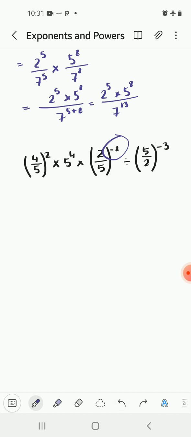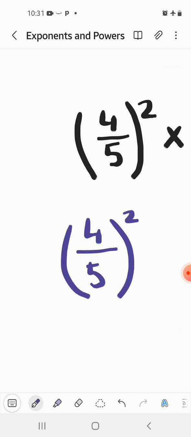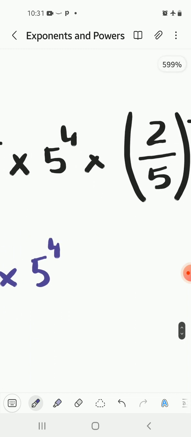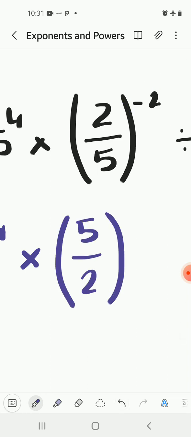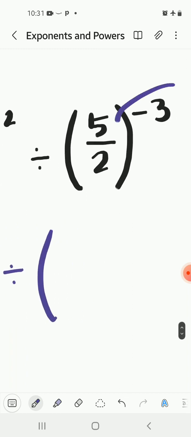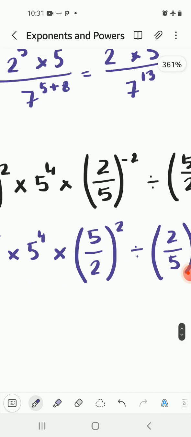We have got two negative powers. First, we are going to make it positive. So 4 by 5 square into 5 to the power 4 into 2 by 5, because there is a negative power, make a reciprocal of it, 5 by 2, and it will become square, minus sign will get removed. Divided by, same with this, there is a minus sign in the power, so make a reciprocal of 5 by 2, that is 2 by 5, power becomes 3.